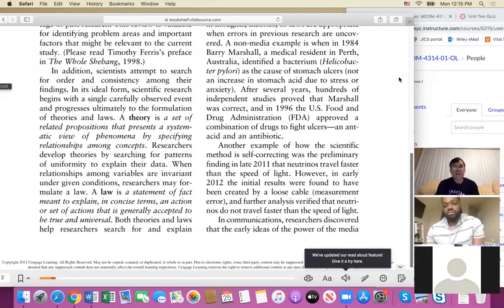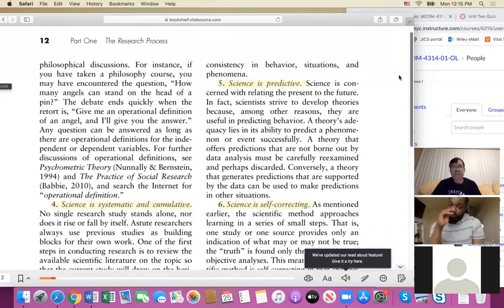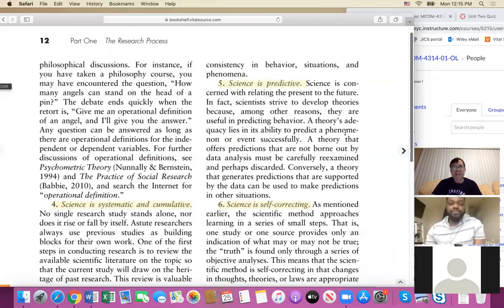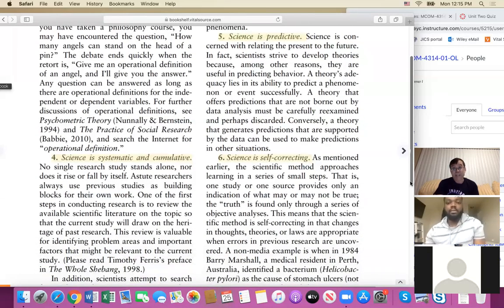Okay, so that's 4. 5, science is predictive. One of the goals of science, right? Science is concerned with relating the present to the future. In other words, that would mean it has a purpose. In fact, scientists strive to develop theories because, amongst other reasons, they are useful in predicting behavior. Oh boy, if we can predict people's behavior, that's priceless, to be able to predict the behavior of people. Theories, adequacy, and its abilities. Anyway, that's 5. Number 6, science is self-correcting.